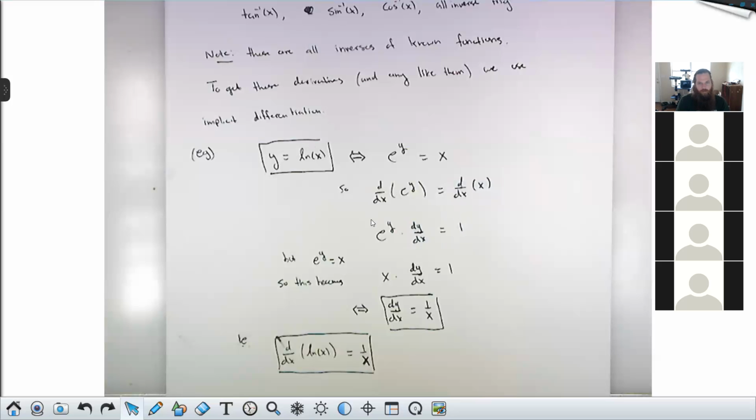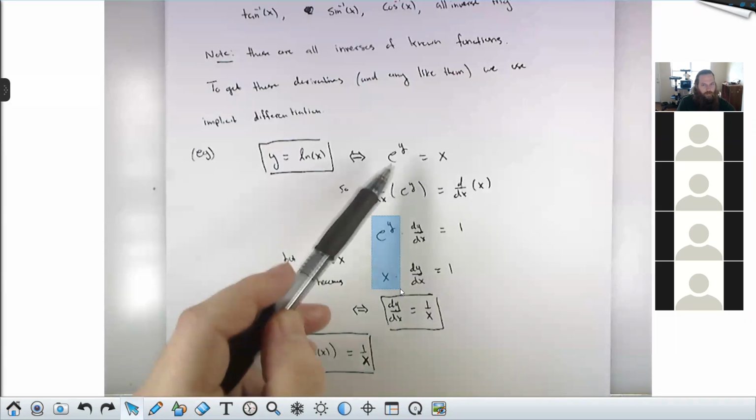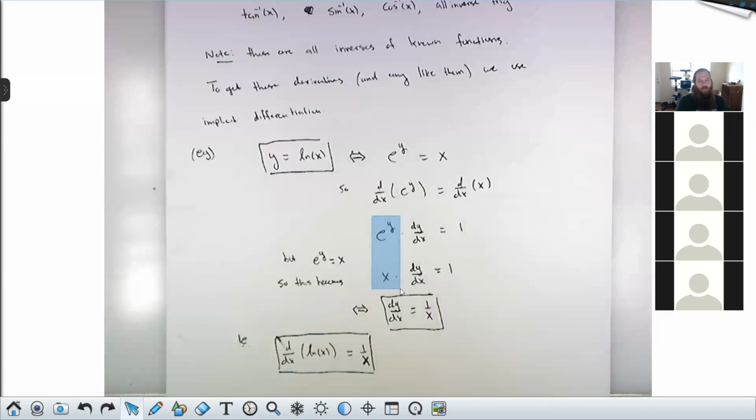Now, according to my definition, e to the y is the same as x, right? That's the line we had just above the derivatives here. E to the y and x are the same. So I can swap that e to the y back to an x, and I get x times dy dx equals 1, which means dy dx has to be 1 over x. Just divide both sides by x. So if y is ln x, then dy dx is 1 over x. In other words, the derivative of ln x is 1 over x. That's the statement.